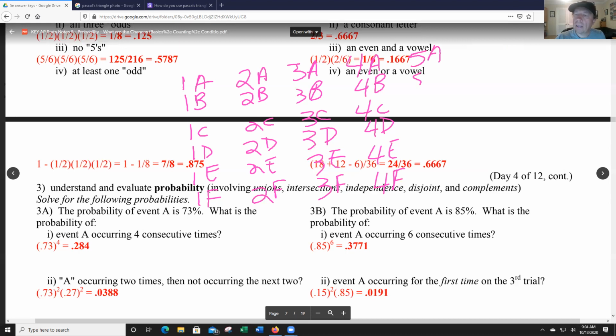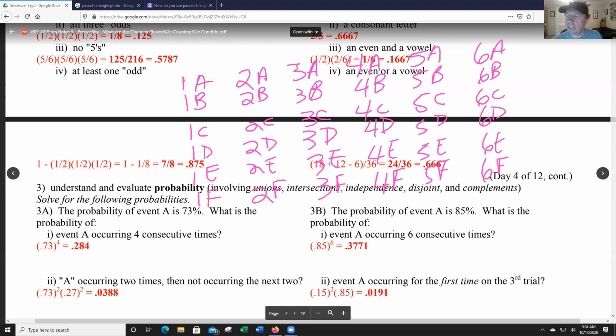5A, 5B, 5C, 5D, 5E, and 5F. 6A, 6B, 6C, 6D, 6E, and 6F.